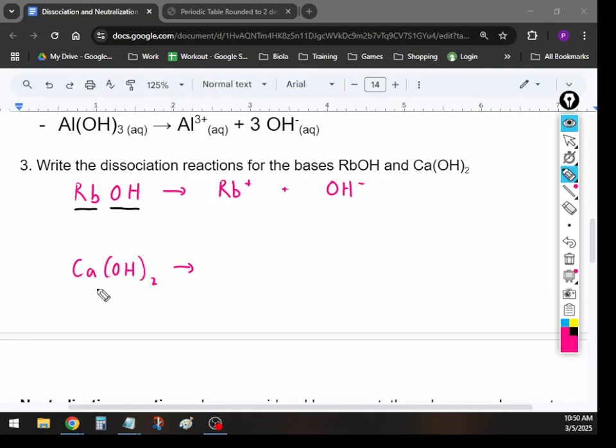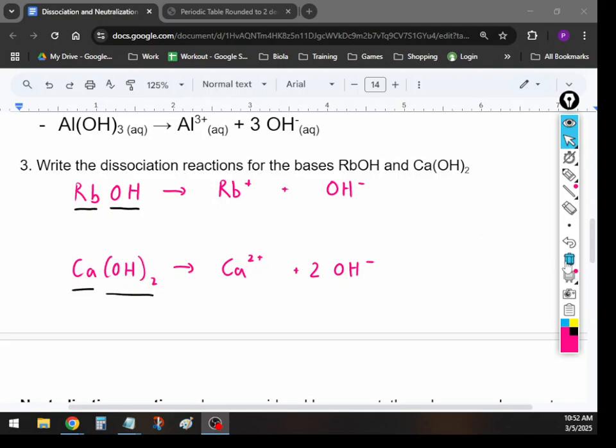All right, for the second one, we said that all of the OHs are going to come off at the same time. And if you take a look at this compound right here, there's going to be 2 OHs. You guys see that? That's why we have the parentheses and 2. So that means for this molecule, we're going to have 2 OH minuses that come off. And the thing that is left over is Ca. Now, to balance out the 2 OH minuses, Ca has to be 2 plus. Okay? So that's going to be the charge on Ca. So those are your 2 dissociation reactions for those 2 bases.